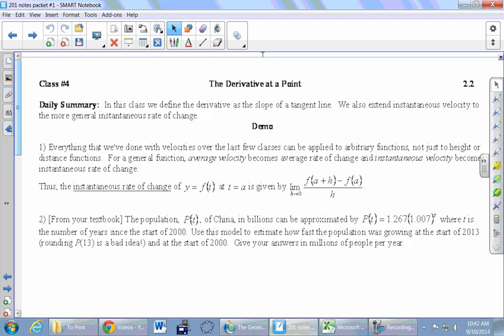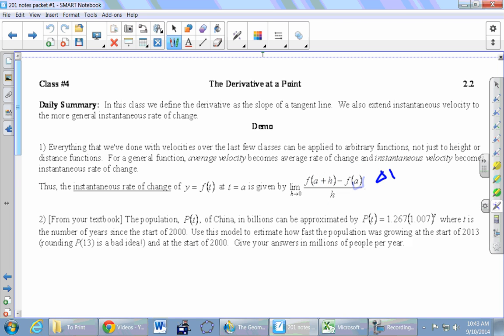Okay, so we've got our definition here for the instantaneous rate of change of some function at some particular x value, but it's the t value in this definition, is given by this crazy looking limit. But we've seen a lot of this stuff before. Remember, h was just some little tiny horizontal distance to the right or to the left. And so we've got these 2 points at a plus h and a, and we subtract the y values at each of those points, and then we divide by, subtract the x values at those points.